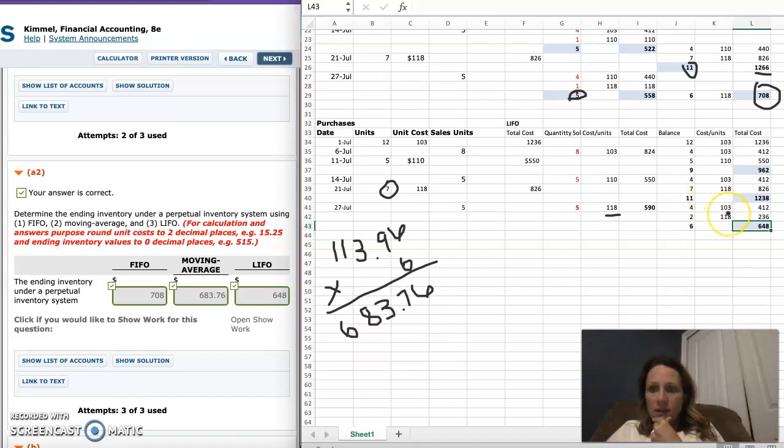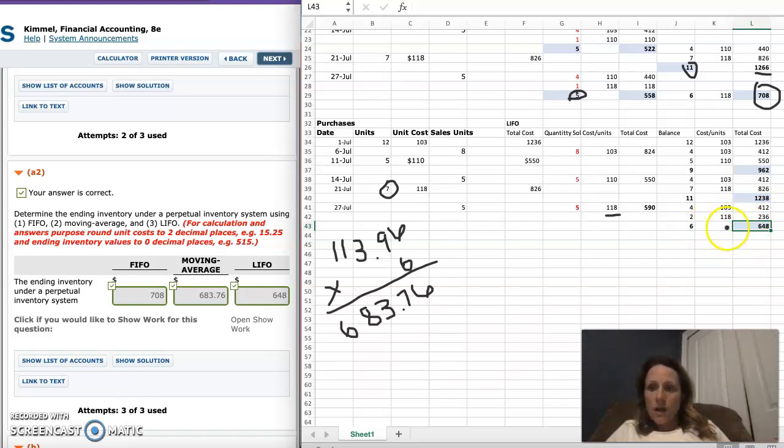let's see, so we have 6 left over after that. So yeah, we have 6 left over. 11 minus 5 is 6 left over. And the leftover would be the 4 from the 103, and we still have 2 left over from this 7 because we used 5 of that, and those 2 are going to be at the price of 118. And so 4 times 103 is 412, and 2 times 118 is 236.